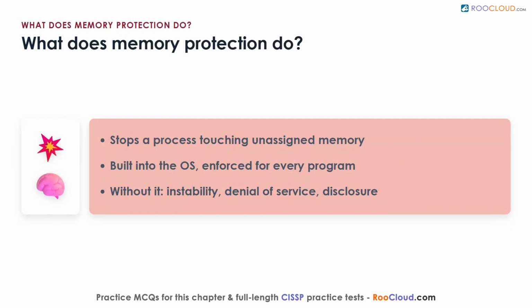So what does memory protection do? It stops a running process from touching memory that was never assigned to it. This has to be built into the operating system and enforced no matter what program is running. Without it, you invite instability, broken integrity, denial of service, and data disclosure. It is the low-level fence that keeps one program from reading or trampling another's working space.